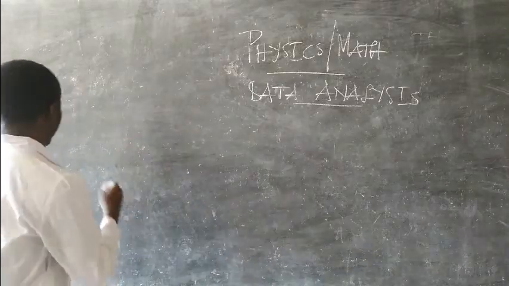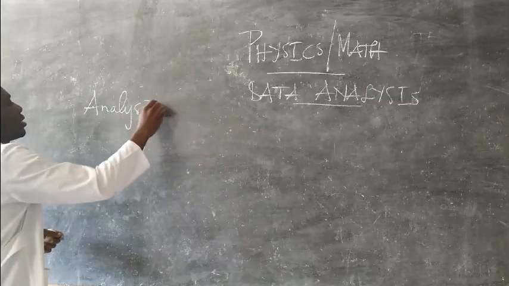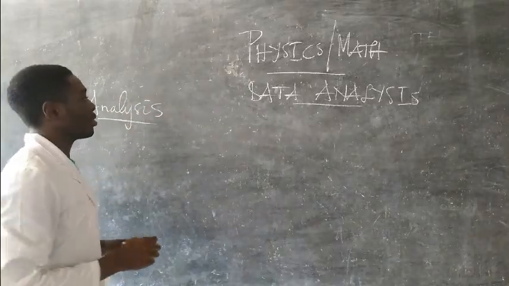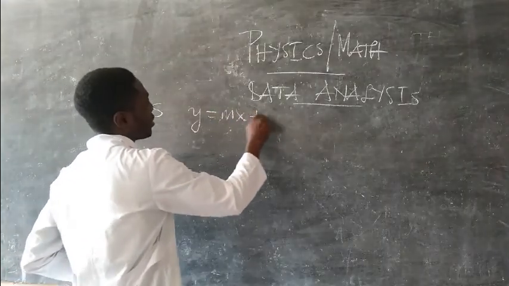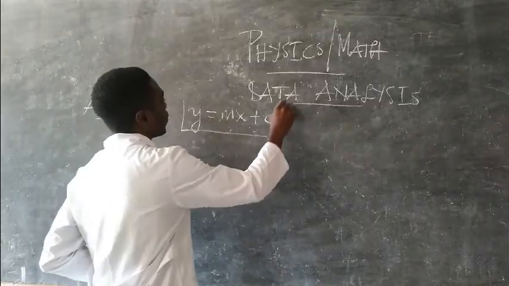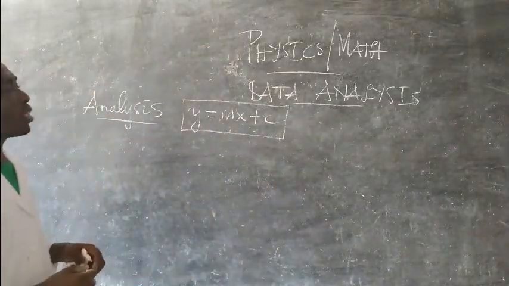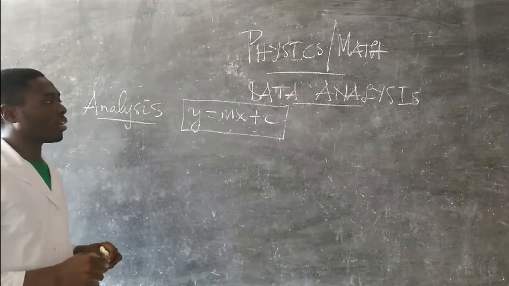For the first one, I'm going to start with analysis. How do you analyze the equation? Now, for analysis, you make your equation to be of the form y equal to mx plus c. So you make your equation to be of this form, y equal to mx plus c. That is the general form for the straight line equation of a graph.